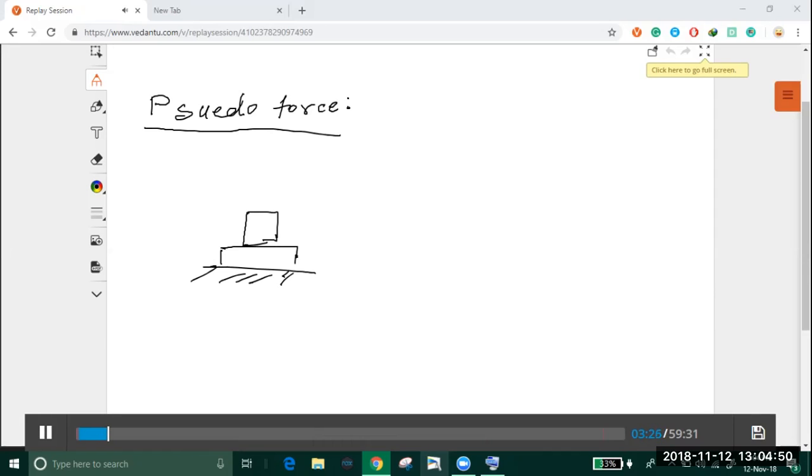So the FBD of the block is already known. It's the normal force because of the weighing machine, and this is the weight mg because of the earth's attraction. On the weighing machine, what are the forces?